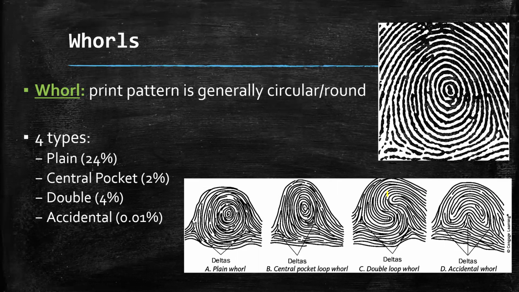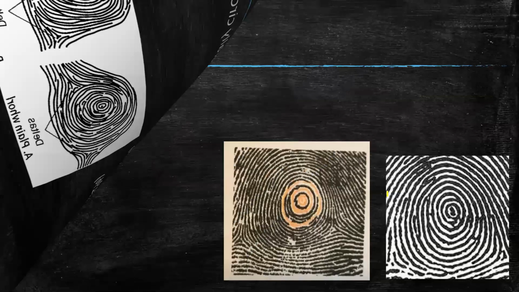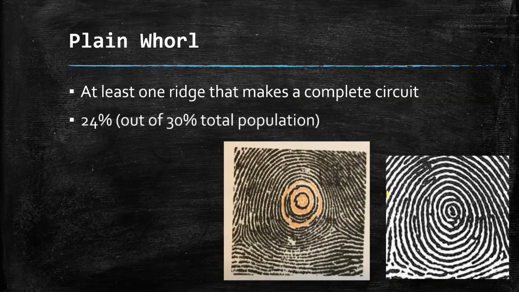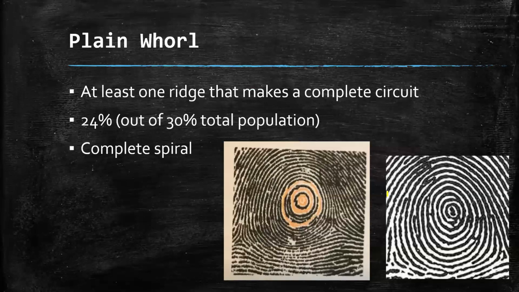So let's start with the easiest and most common first, a plain whorl. A plain whorl is very circular and makes at least one complete circle or circuit. So this is the most common type of whorl. Complete spiral, kind of like the rings in a tree trunk, or if you throw a stone into a pond, how it ripples out, that's what the plain whorl looks like. 2 deltas almost side by side across from each other, and 1 core.